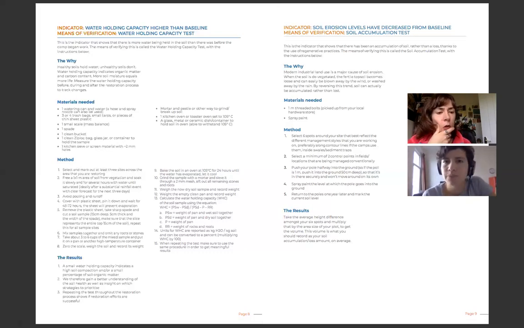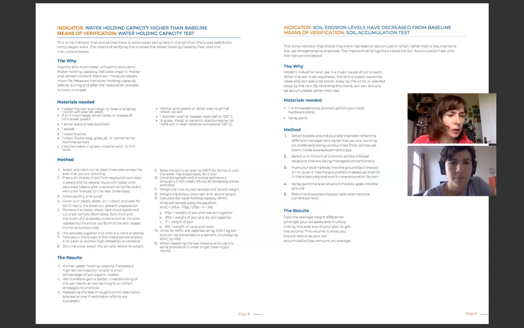Okay, sure. So this test essentially is picking a number of sites, selecting at least three sites and marking them out, and then removing the vegetation from a 1 by 1 meter squared patch. You're picking three sites across the area that's being restored, and you want to pick areas that are indicative of different methods of restoration or different elevations. You want three different areas that are exemplary of the site as a whole. Does that make sense? Yep.